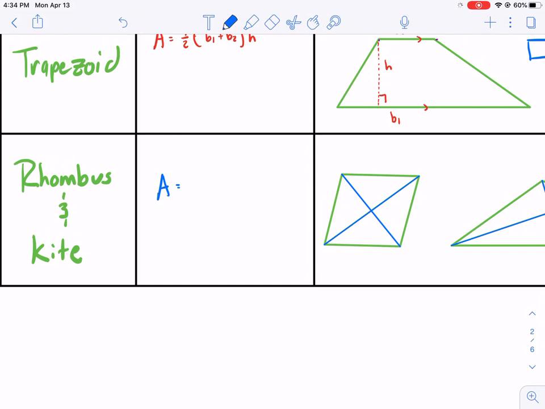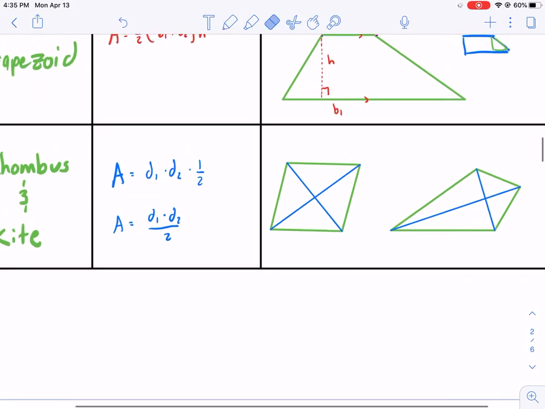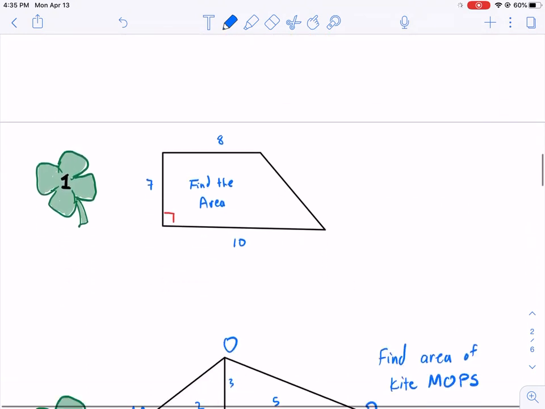The area equals diagonal 1 times diagonal 2 times 1/2. Or some people like to write area equals diagonal 1 times diagonal 2 divided by 2. And again, because there's triangles, you can see where that divided by 2 comes from. Okay, because we already showed that the area of a triangle is half a rectangle. So that's why the formula looks the way it does.